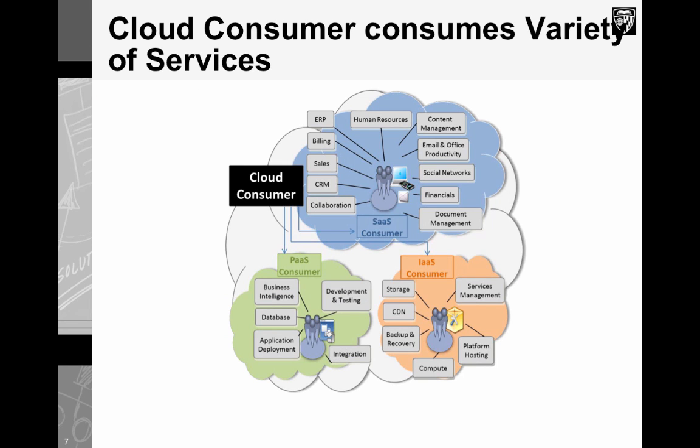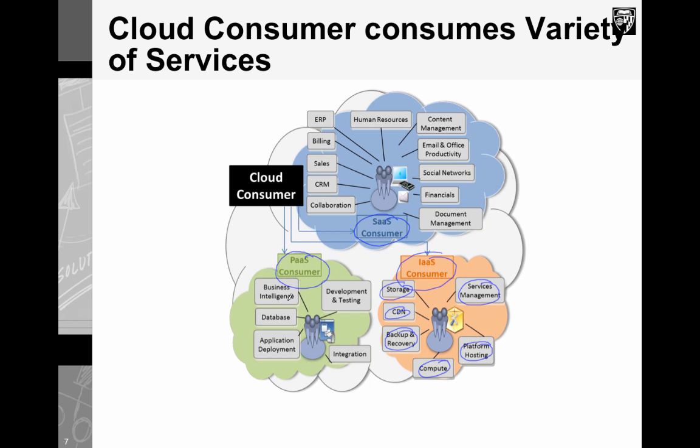A cloud consumer consumes a variety of cloud services provided by the cloud provider. There are IaaS services, there are PaaS services, and there are SaaS services. What I'm showing you are the various IaaS services such as storage, CDN, which is content delivery network, backup and recovery services, compute services, which is launching VMs, platform hosting, which are your hosting services, and also service management. So these are all different IaaS services that are available for cloud consumers to consume.